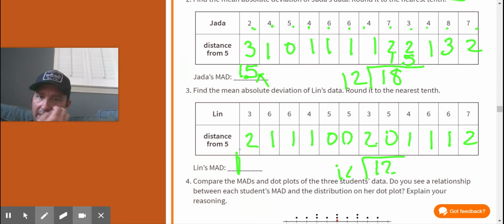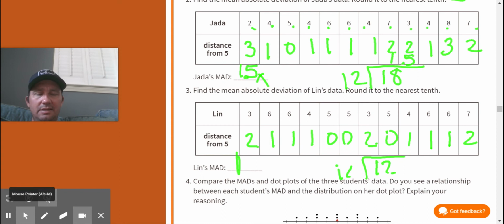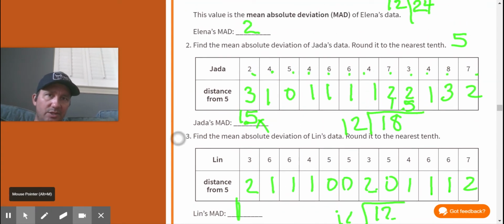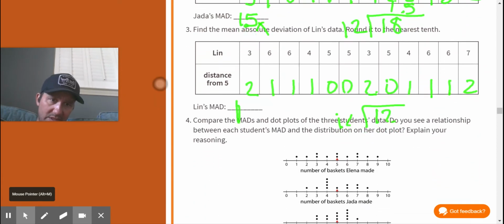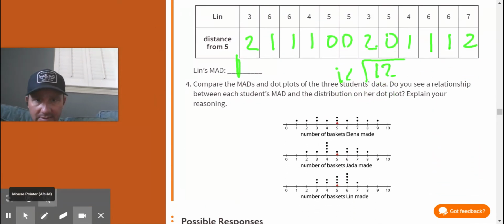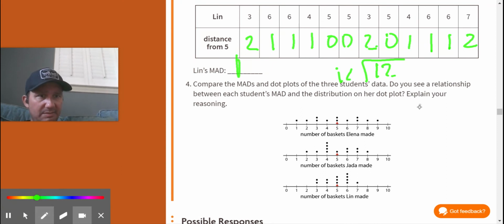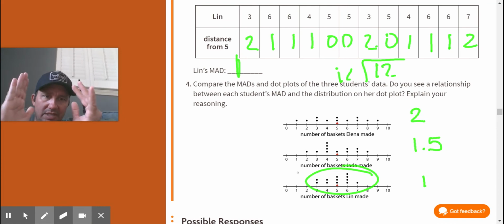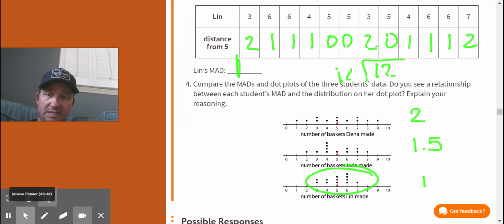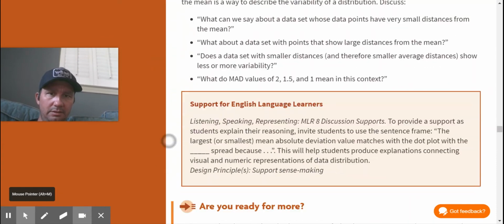So remember when we went back up at the top, when we talked about the dot plots, and I told you that Elena was going to have the largest mean absolute deviation because their numbers were spread out. Jada's was going to be a little less, and then Lynn would be the closest. And you can see it right here again. This was the mean absolute deviation of 2, 1.5, and 1. This is just showing more consistency, that the spread is closer together, okay? Close to the center. And that's how you do that.